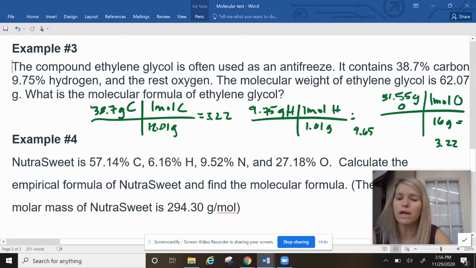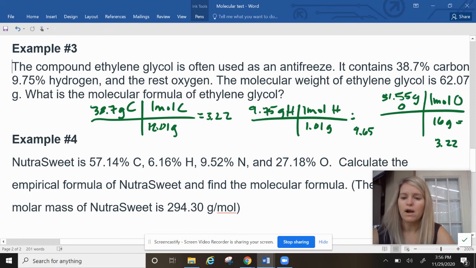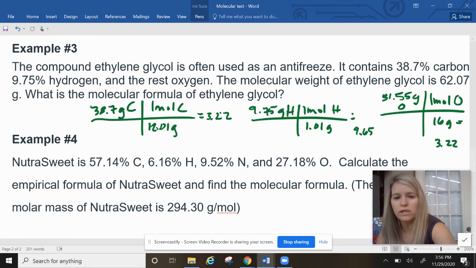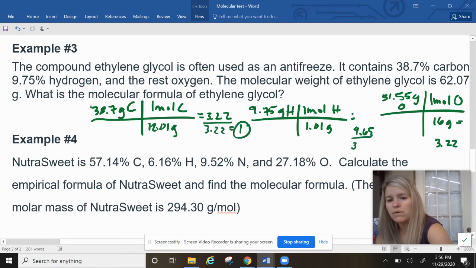Okay, so let's see. Do you guys remember the next step? The next step is so that we can compare between them, we have to divide by the smallest. So we're going to divide them all by 3.22. So obviously that's 1. Divide that by 3.22, we're going to get 3. You can check it, but I'm pretty sure it's 3. And divide this by 3.22, it's going to be 1.